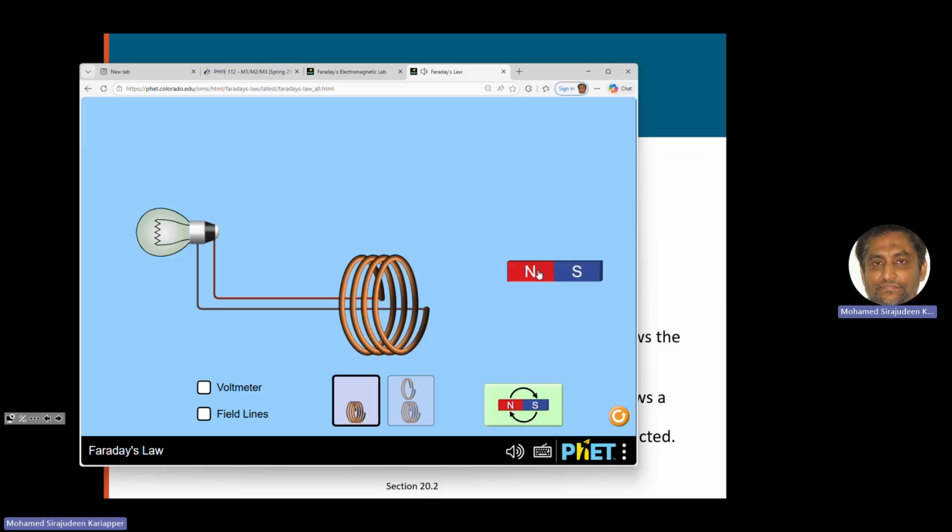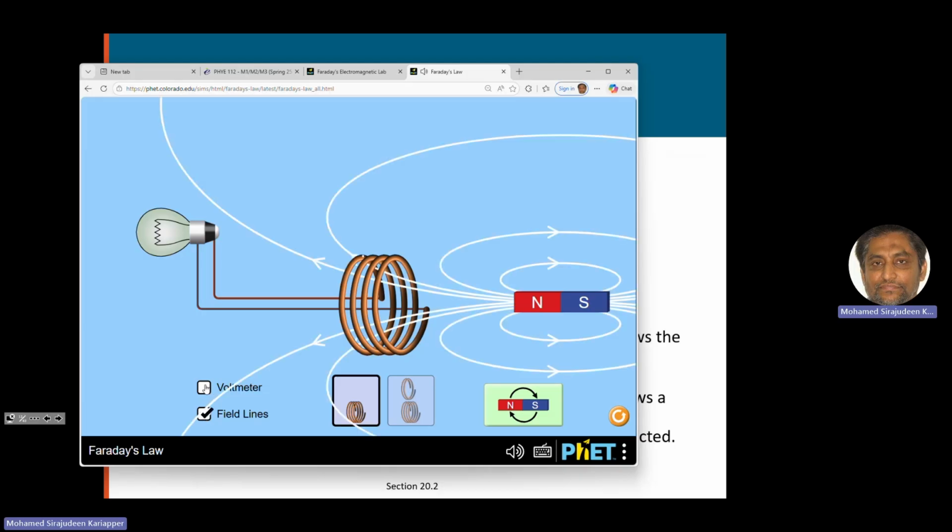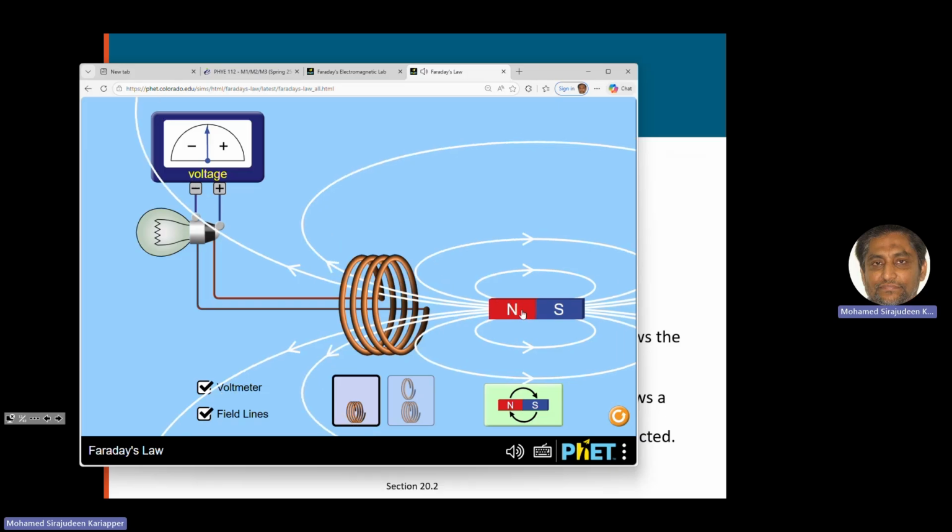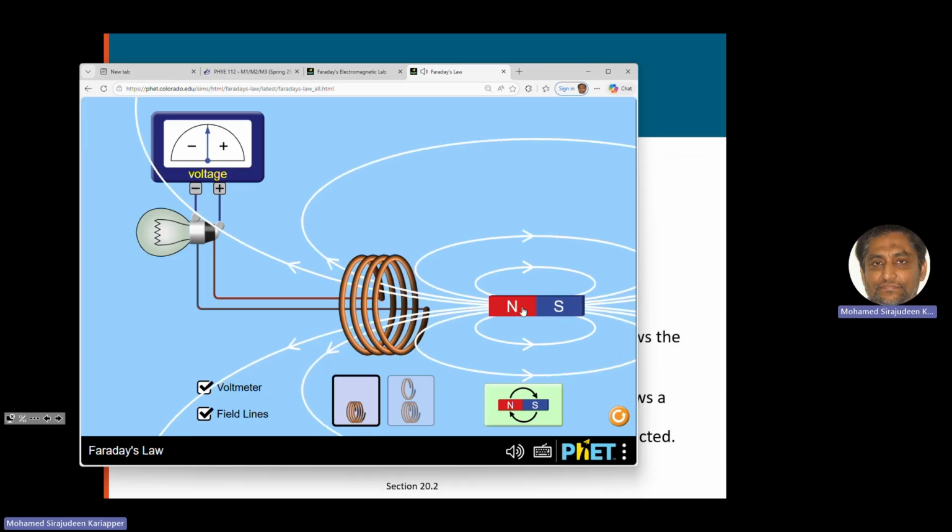Right, so this is a magnet. The magnet has a magnetic field. Let me show the field lines. And I put a voltmeter also. Now there are lots of magnetic field lines going through this loop.